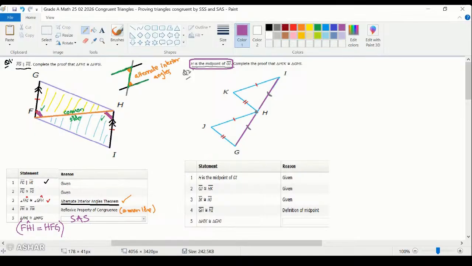Complete the proof that these two triangles are congruent triangles, or the angle HIK is equal to the angle GHJ. We need to prove that these two angles are equal for these two given congruent triangles. So the first statement is, they've already given us the midpoint, right? GJ and HK are equal in length.